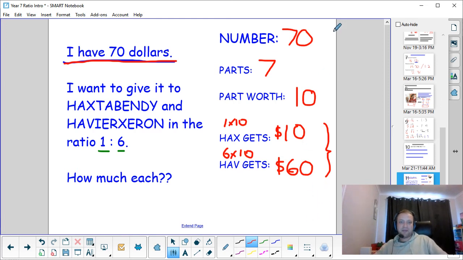Okay, so we must follow this thought process, right? Look at your ratio, count your parts, divide your number by how many parts there are, and then start giving out parts, like they're going out of business, right? So $10 here, $60 there. One example done, we'll do a couple more and send you on your way.